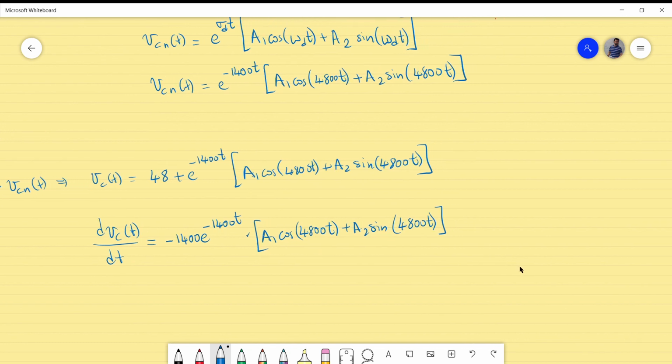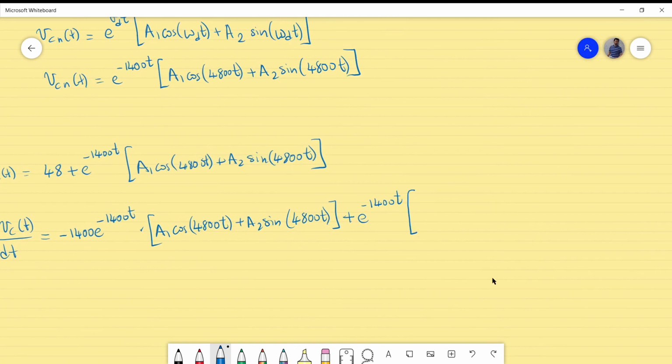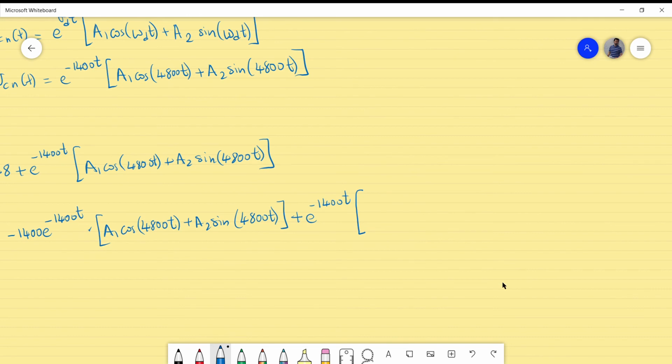Now I will move to the second part, because now I have the e to the power minus 1400t, and I have to differentiate the expression in the brackets. So what I get is the following: minus 4800 a1 sine 4800t plus 4800 a2 cosine 4800t.